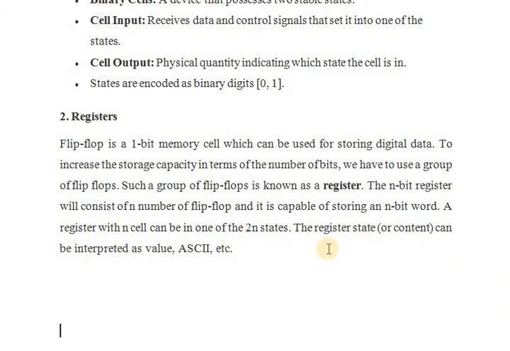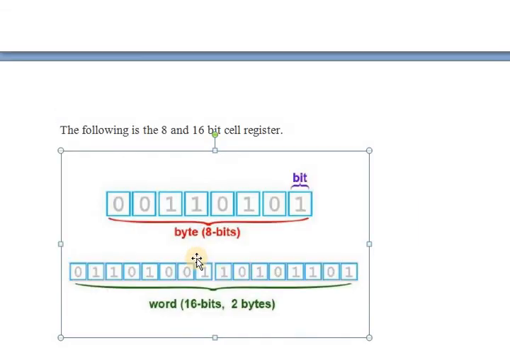A register with n cells can be in 2 power n states. The register state or content can be interpreted as a value, an ASCII value, etc. Now we will see an example. The following are an 8-bit and a 16-bit cell register. See here, I have already said.